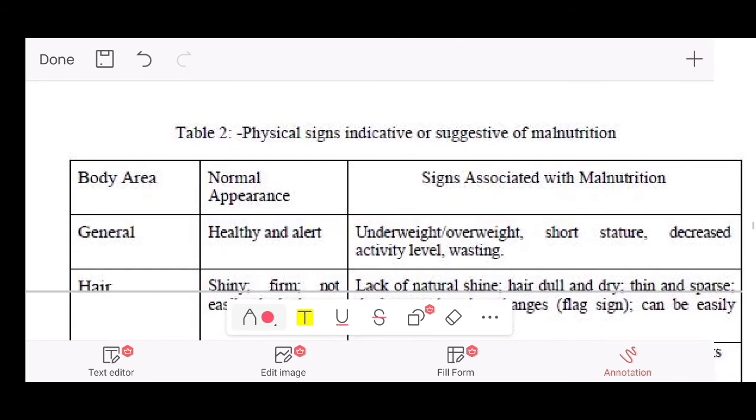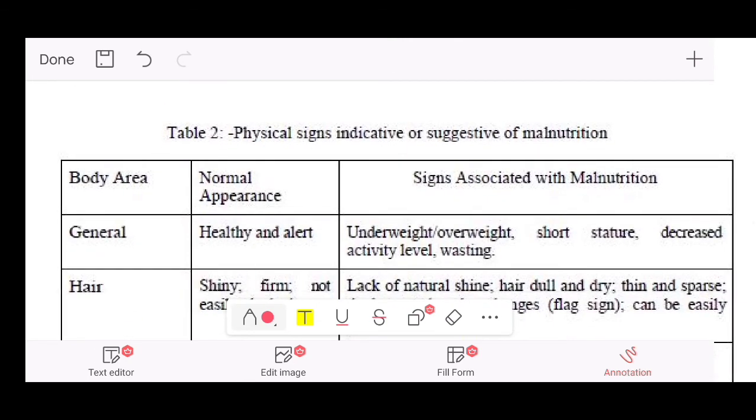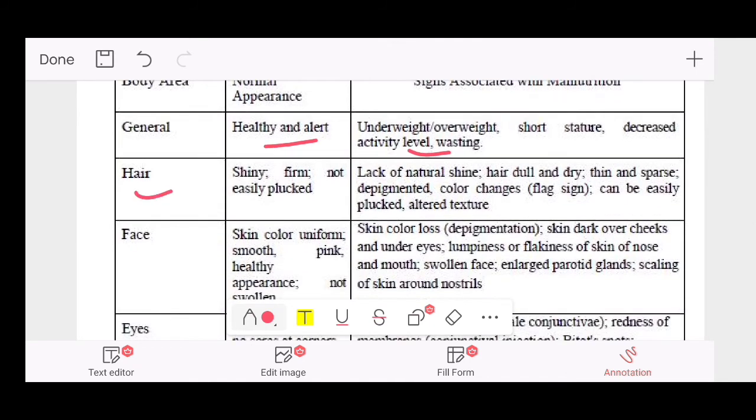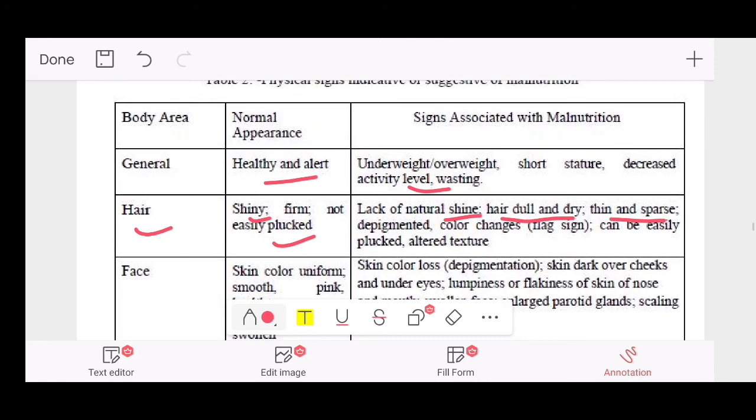Okay, next here is one table which shows the physical signs indicative or suggestive of malnutrition. Means general normal appearance, if it is healthy or alert, then the sign associated is decreased activity level. Body area hair, means if hair is shiny or firm, not easily plucked, then the signs in malnutrition are lack of natural shine, hair dull and dry, thin and sparse.